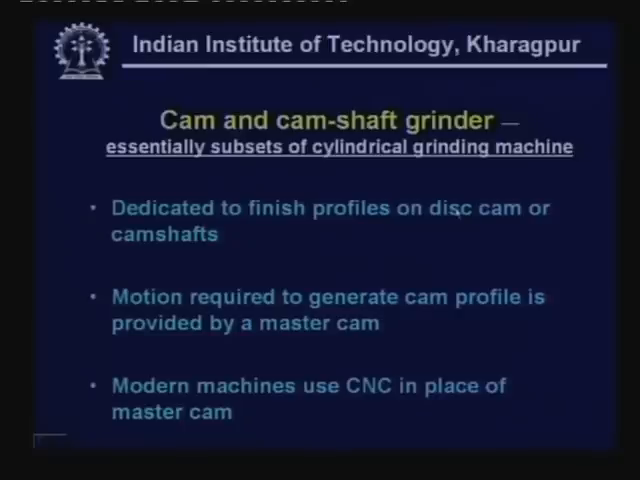Now, what is necessary is to generate the particular motion which follows the profile of the cam, and for that a master cam is employed to give this rocking motion in this particular machine. But the modern machines are equipped with a CNC, which can be more flexible and effectively used to produce the complicated motion of the grinding machine, which includes the motion of the grinding wheel and that of the workpiece, in place of a master cam. So, this CNC gives better flexibility and versatility.